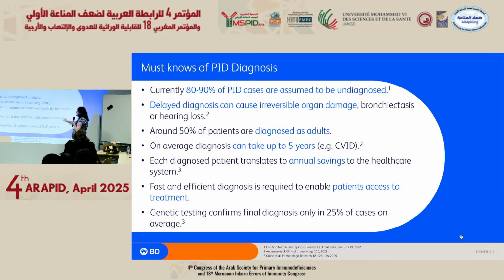Each diagnosed patient will translate into annual savings to the healthcare system because the patient doesn't need to go to the hospital with severe complications like infections. The ER systems will not be overloaded with these patients because if we have a fast and efficient diagnosis, we will enable patients to have prophylactic treatments and avoid them getting those infections. It's also important to say that genetic testing confirms the diagnosis only in 25%. This is increasing, of course, because we are discovering more genes, but it's still a very small amount that can be fully diagnosed with genetic testing.